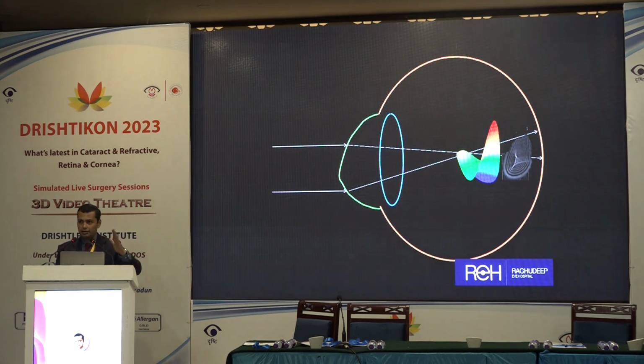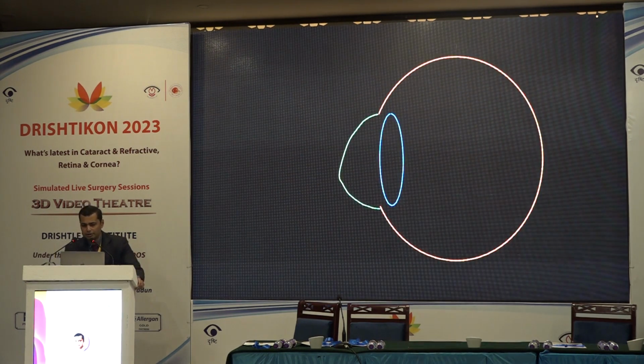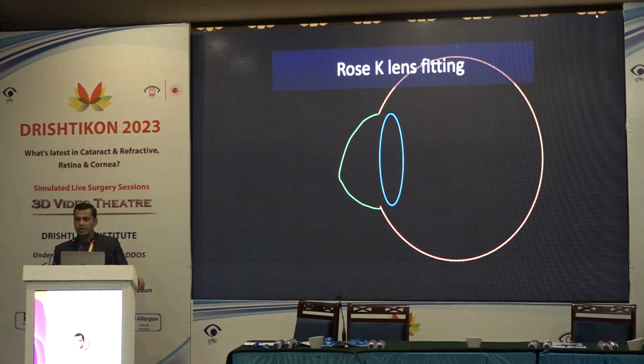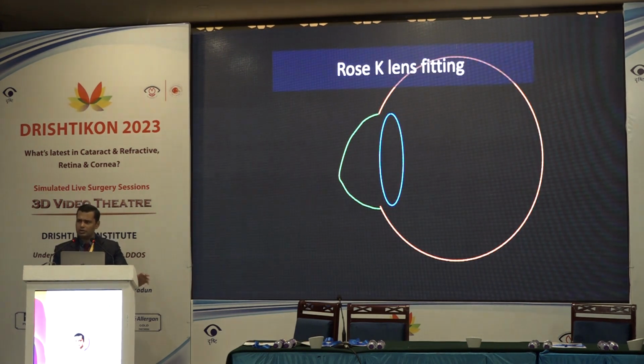Now, you can't correct a tilt with just a pair of glasses, and this is a classical coma that's manifesting in this patient. One of the easiest solutions to treat, you can't do a surgery for this. You can do intacs, you can do rings, but the best solution is to do a contact lens fitting. And just to understand, again, it's very simple. All senior clinicians know this.